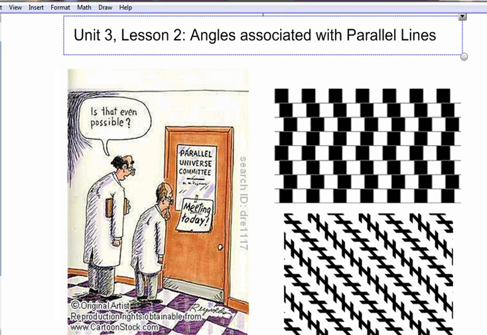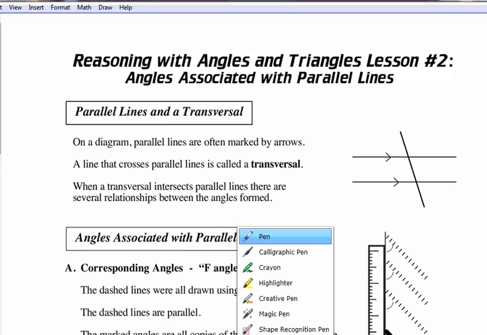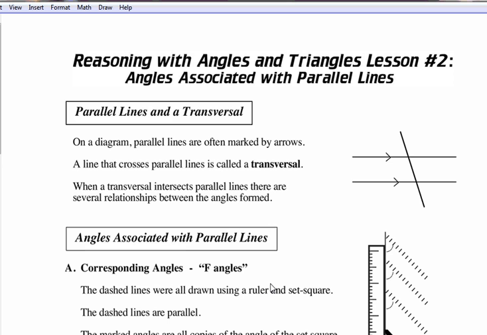Okay, so lesson 2 is on angles associated with parallel lines. There's a lot of definitions and basically theorems that you have to know in this lesson. So moving on, the first thing we need to do is talk about what a transversal is. A transversal is a line that crosses two parallel lines. A line that crosses two parallel lines.